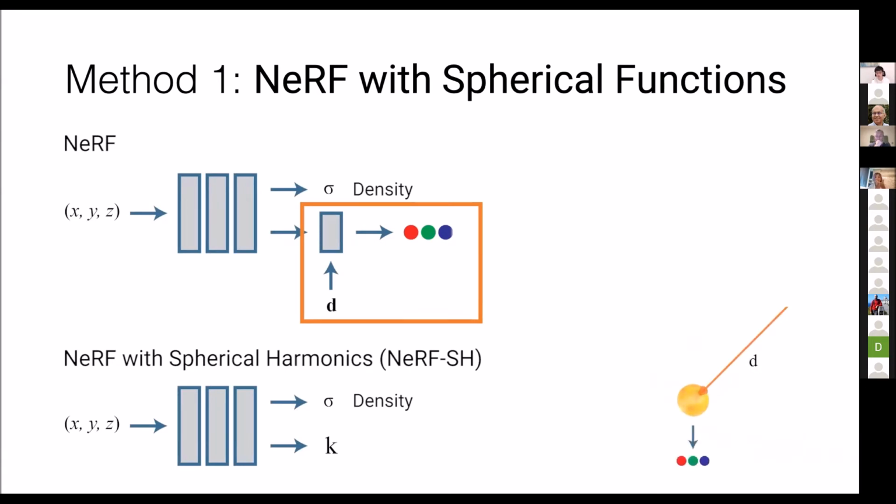Okay, so the moment you have these 9 coefficients, at this time, what you do is you get the view direction. This gives you the analytical basis. You can compute this, and then you just take a linear combination of this to get the color that you want.